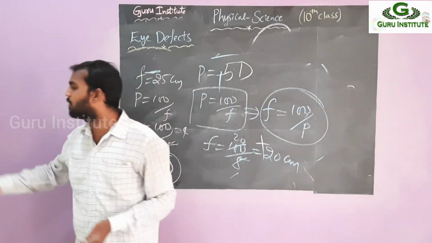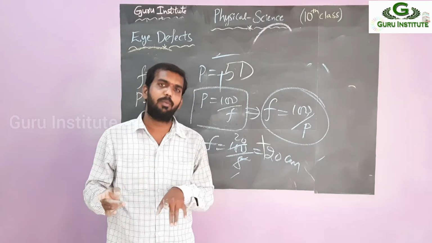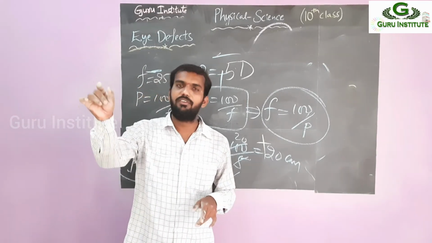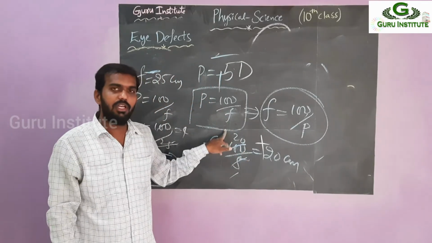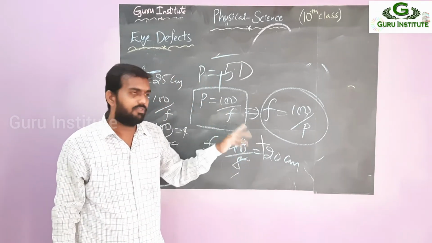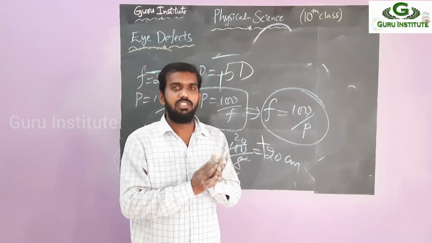That's it. Problems like this come with only one formula: P is equal to 100 by F, or F is equal to 100 by P. Substitute the given value as the denominator and you get the remaining value. So always use 100 by F only, not 1 by F, because it will be a little confusing. If you use 1 by F, write the answer in meters. So this is the topic.